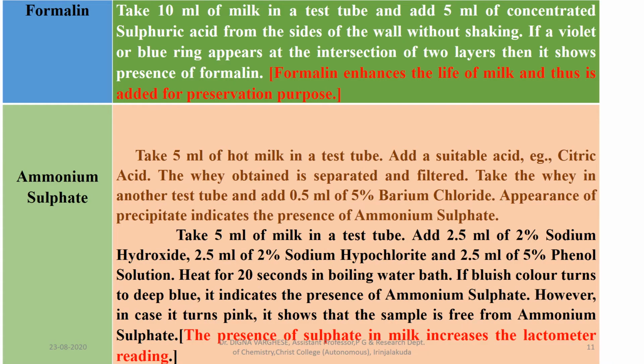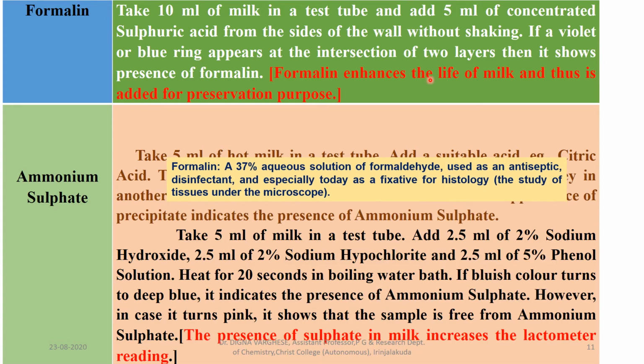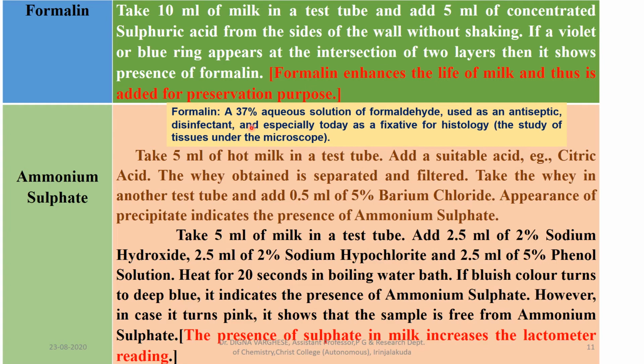Formalin is also used as an adulterant in pure milk. Why is formalin used? It is used to enhance the life of milk, and thus this formalin is added for preservation purposes. Also, we know formalin is a 37% aqueous solution of formaldehyde, that is HCHO. This solution is used as an antiseptic, disinfectant, and especially today as a fixative for histology, the study of tissues under the microscope.